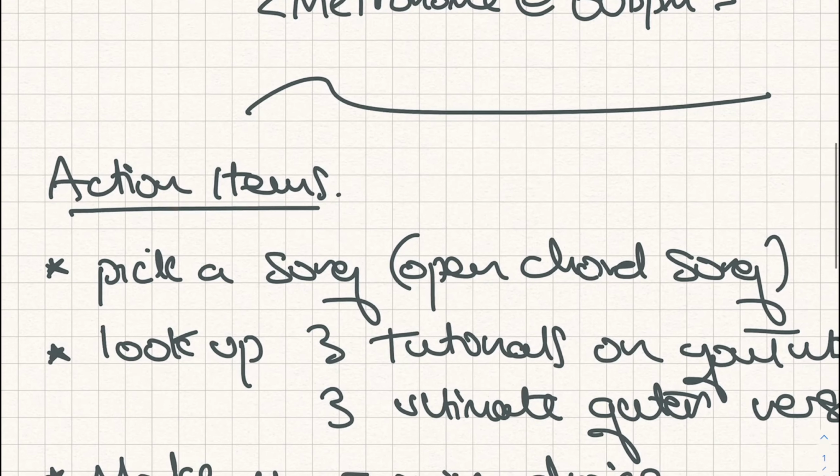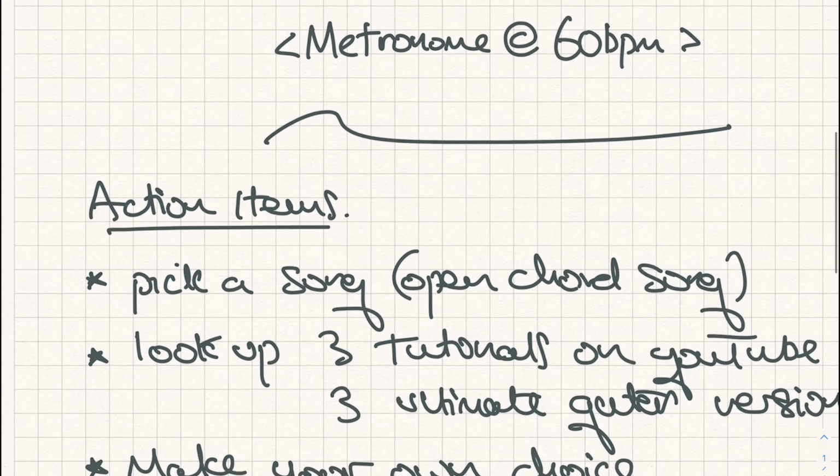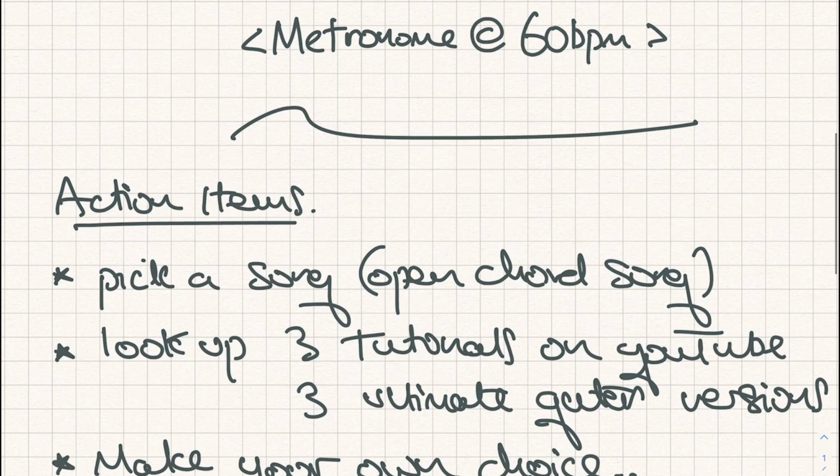Number one will be to pick a song, an open chord song to go after. Why an open chord song? Because we want to make the chord part easy so you can put your time and focus and attention into the rhythm part. Look up 3 tutorials on YouTube for this song and look up 3 Ultimate Guitar versions.